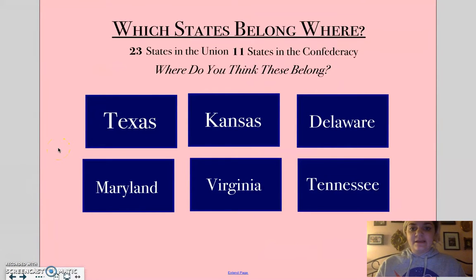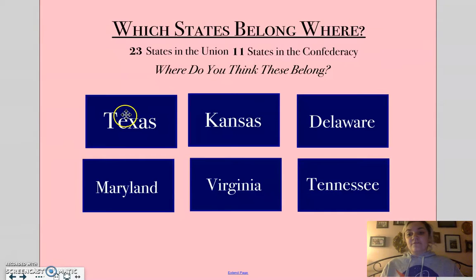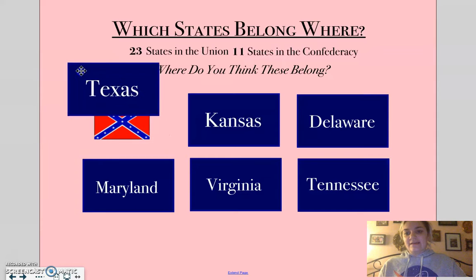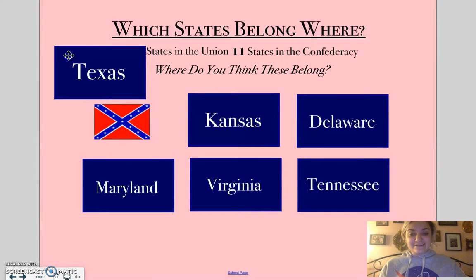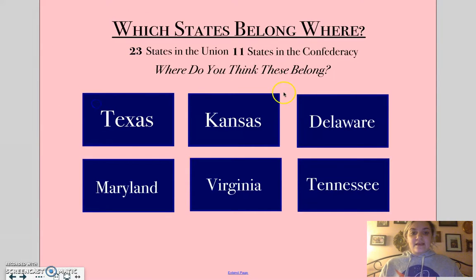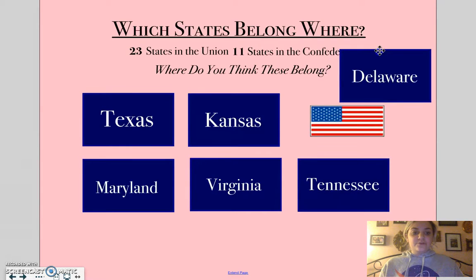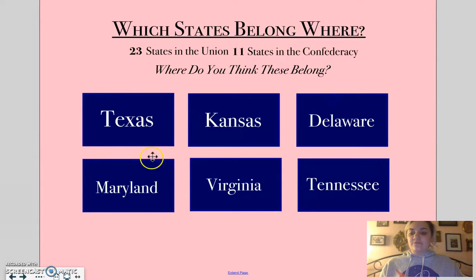Here is my drag reveal page. So it says up here that there are 23 states in the Union and 11 states in the Confederacy. This would be an opportunity for students to guess and then reveal their answer. So for example, you could guess whether or not Texas was in the Confederacy. I'm going to guess that it's in the Confederacy. And then you drag it away and you'd reveal that it is, in fact, in the Confederacy. And you could do the same for all of these, where you would reveal that it's either in the Union or the Confederacy.